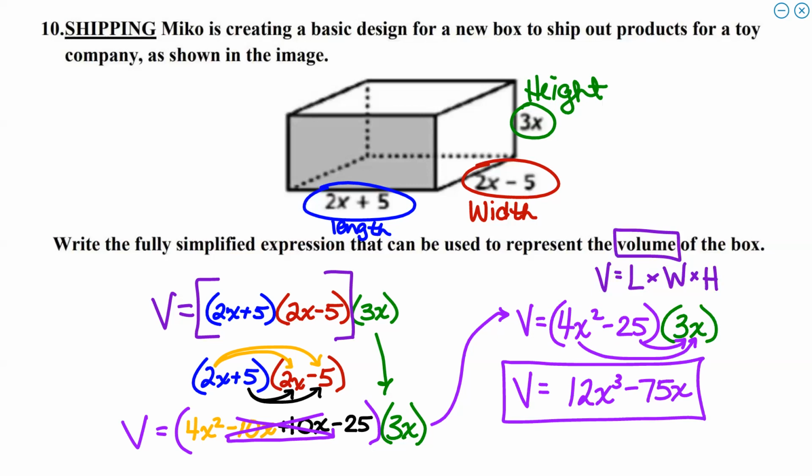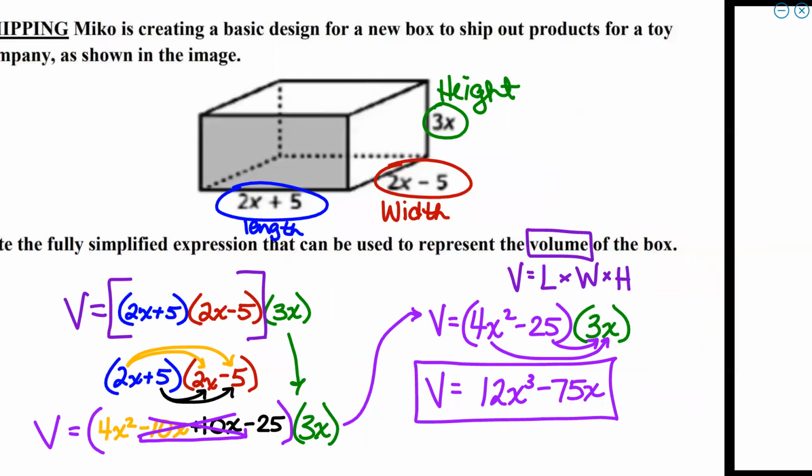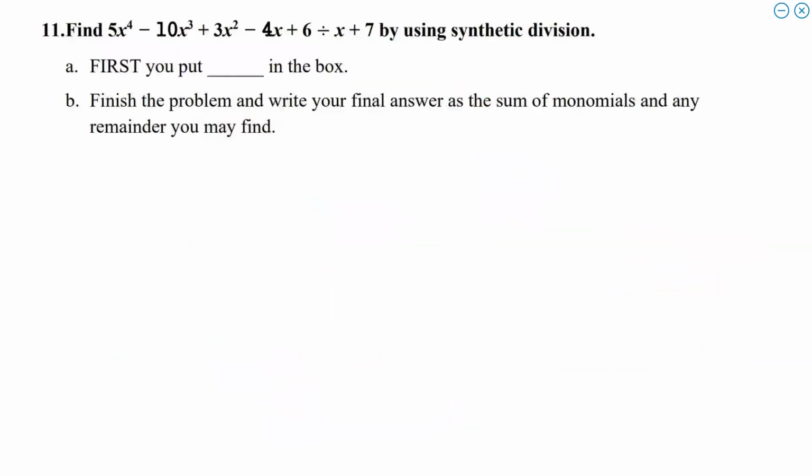Any questions about this at all? All right. 2 to go. Let's go look at number 11. What method do they want me to use on number 11? They want me to use synthetic division. First thing they ask is, we're going to put what number in the box? This piece right here. Close. Negative 7. Why is it negative 7 and not positive 7? How do we get it?